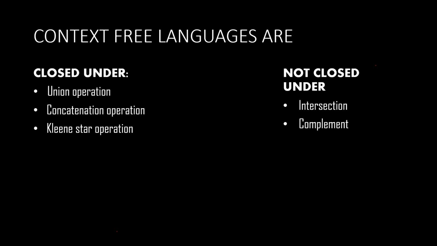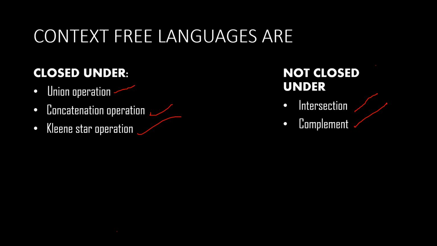Now let's see which operations context-free languages are closed under and not closed under. The first operation is union, the second operation is concatenation, and the third operation is Kleene star. These are the three operations under which CFL is closed. Coming to the operations under which it is not closed, the first one is intersection and the second one is complement. These are the two operations under which context-free languages are not closed.